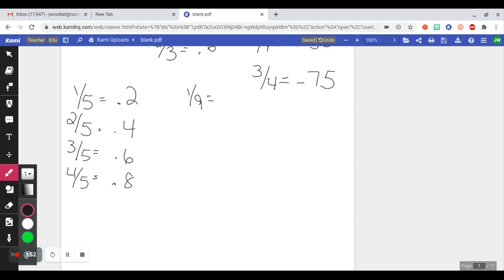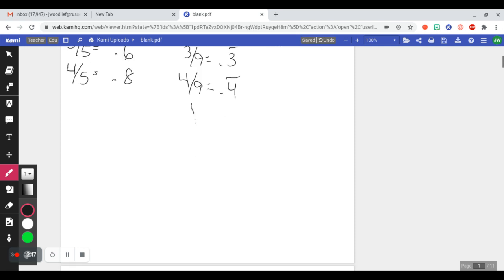The other one I think you should memorize is your ninths. Anytime that top number is divided by 9, it's going to be that number repeating. So 1/9 is going to be 0.1 repeating. 2/9 is 0.2 repeating. 3/9 is 0.3 repeating. 4/9 is 0.4 repeating, and so forth, okay? So that will continue all the way on down.